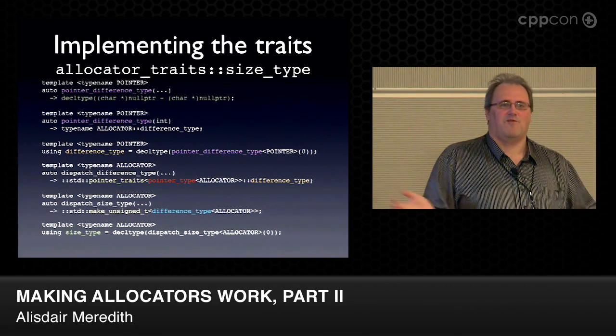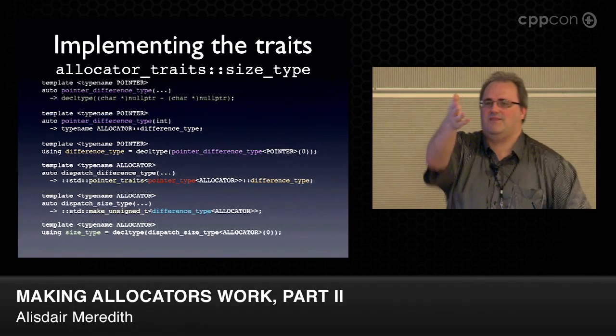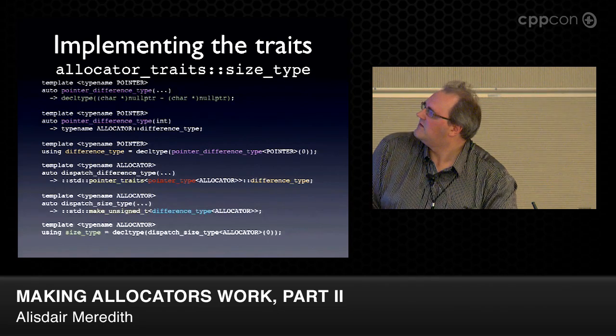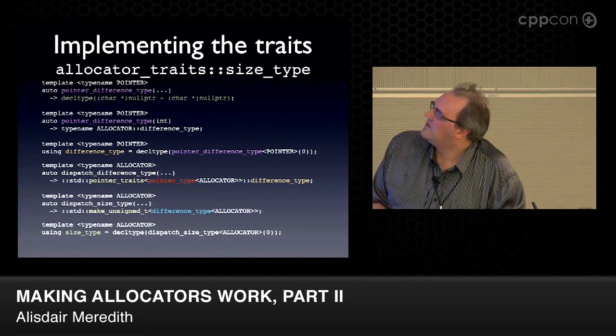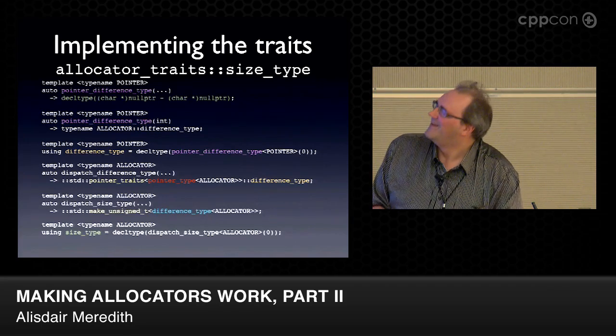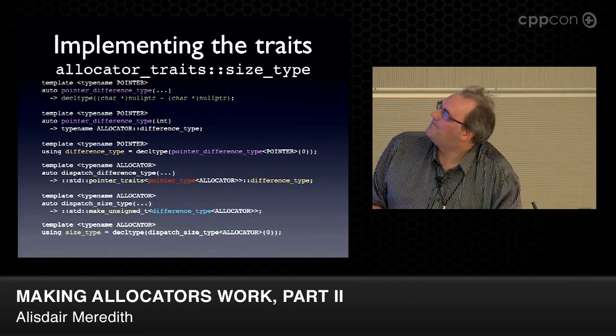Everyone in the room with me so far? I'm happy to take questions at this point. So, we get the pointer difference type. You have typename allocator, but I don't see allocator as a template parameter. It's because there's a bug on the slide. Thank you. Yes, that should be pointer.